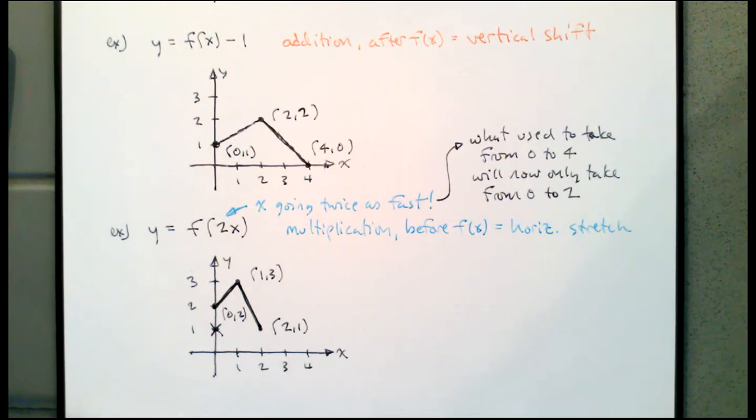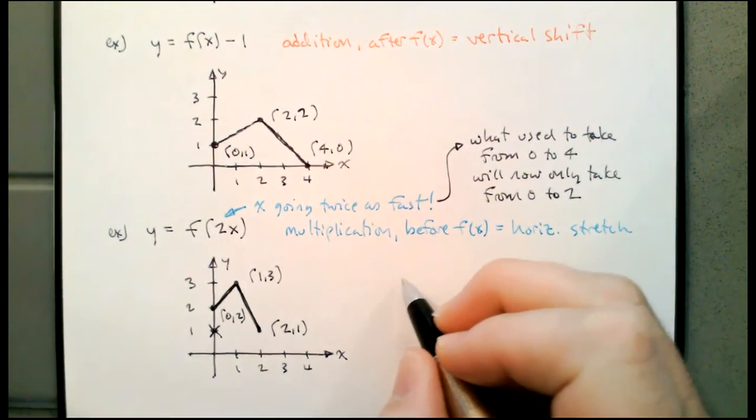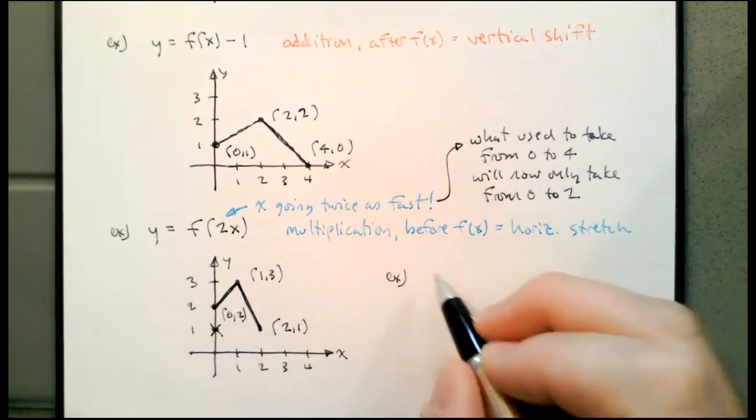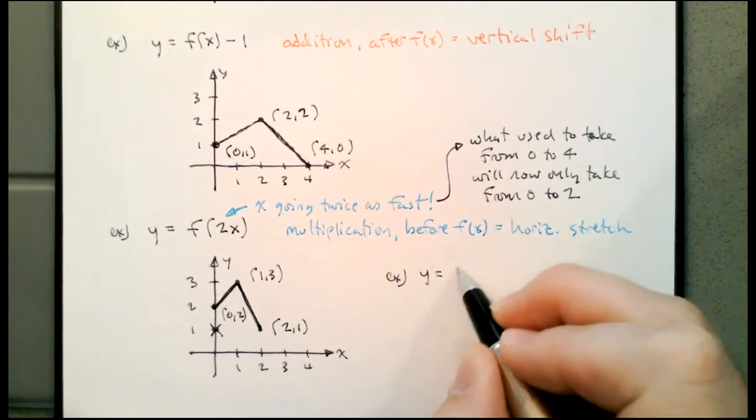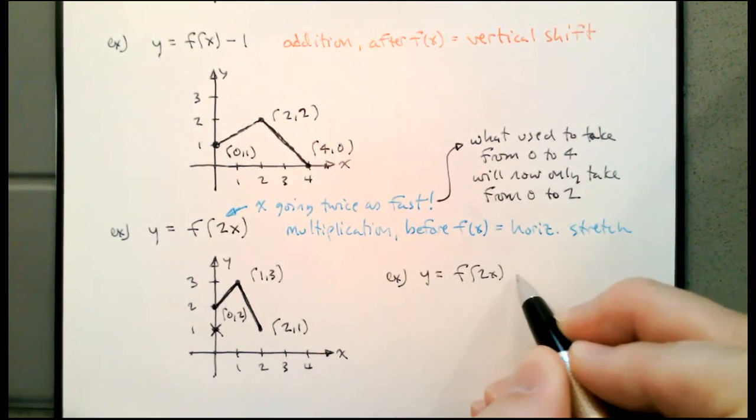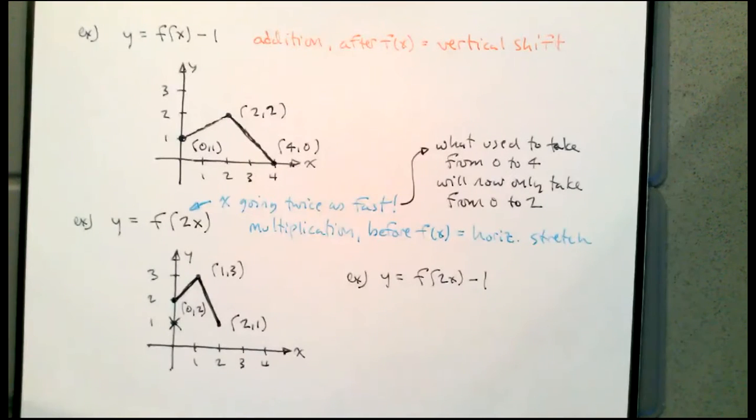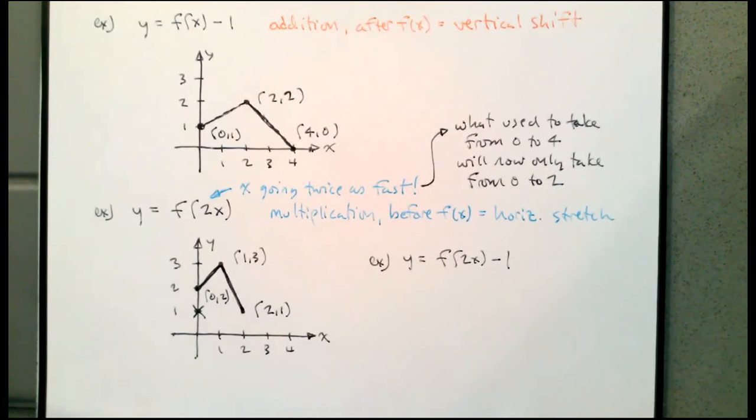If we had both of these changes, if I want to look at the graph of y equals f of 2x minus 1, the multiplication by 2 would compress things horizontally, and the minus 1, subtracting 1, would shift the graph down vertically, down 1 unit.